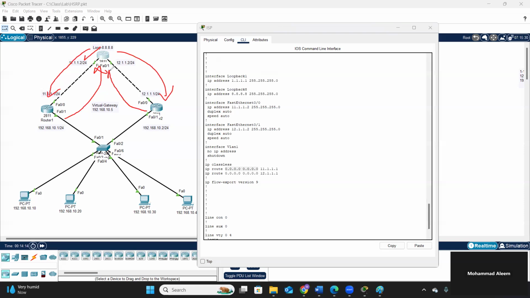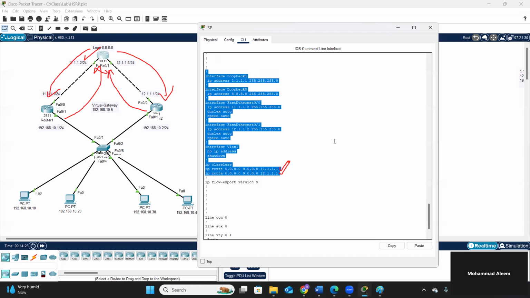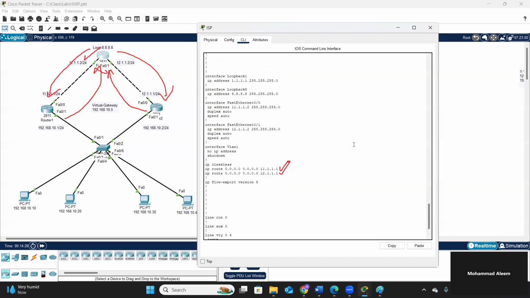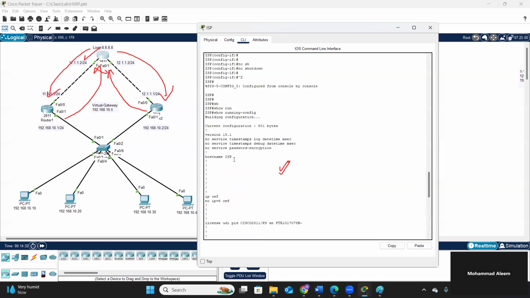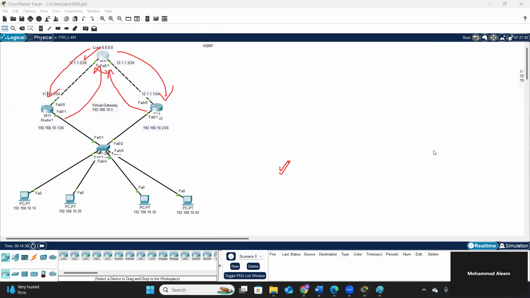Tomorrow onwards we are starting the routing, so there you will clear these things. For the time being, leave that. This is the route configuration of our ISP router, and I have only changed the host name. Nothing more. So now move to the second router.